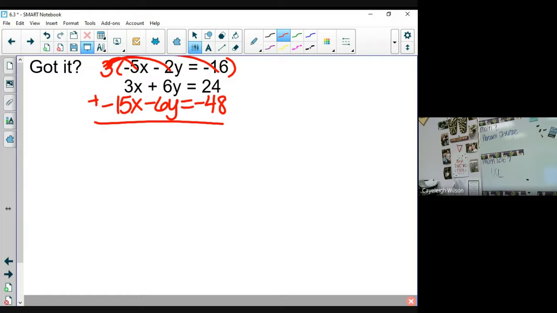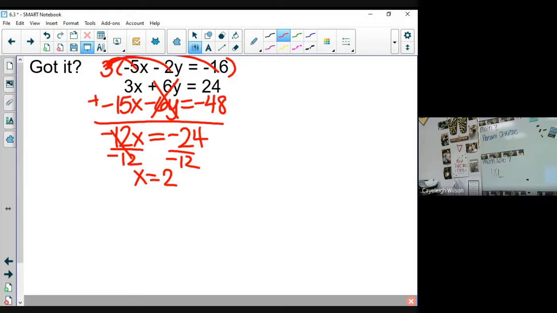Yeah, so that's really where most people go wrong with these, is that they don't multiply all the way through. Alright, so now that my y's are the same number opposite signs, I'm ready to go. So 3x plus -15x is -12x. 6y plus -6y is 0. 24 plus -48 is -24. Divide by -12, and x is 2.